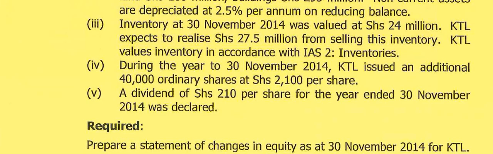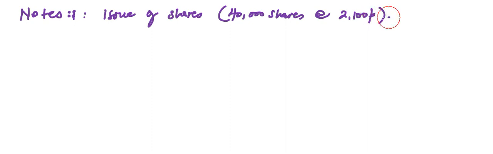So let us see the issue of shares. These are my notes here. Note 1. Issue of shares. They have issued out how many shares? They have issued out 40,000 ordinary shares, each 2,100. So what are the proceeds from the issue of shares?